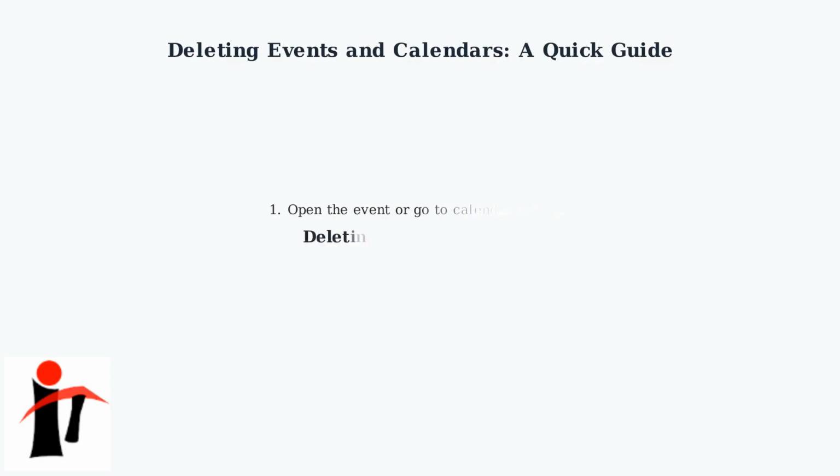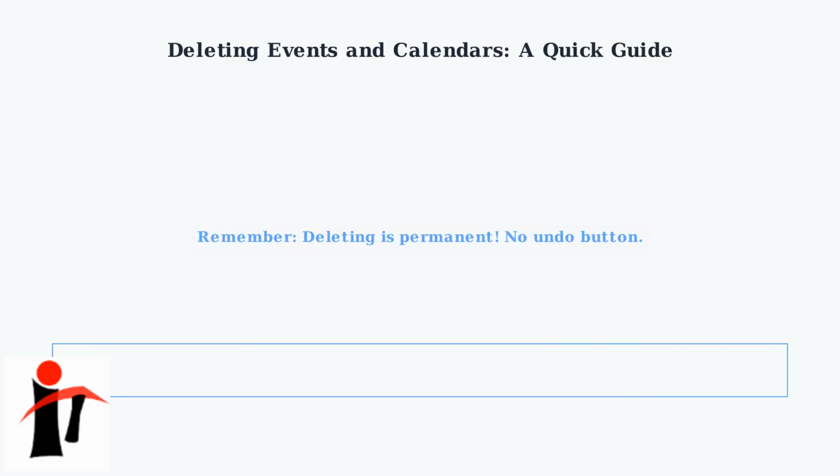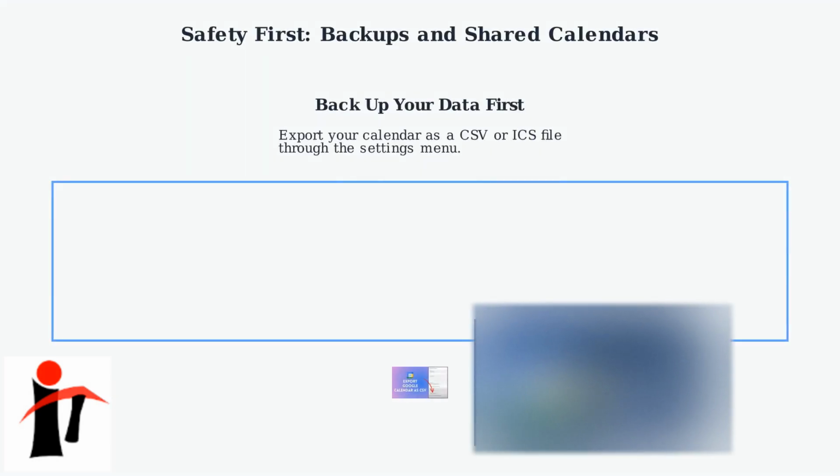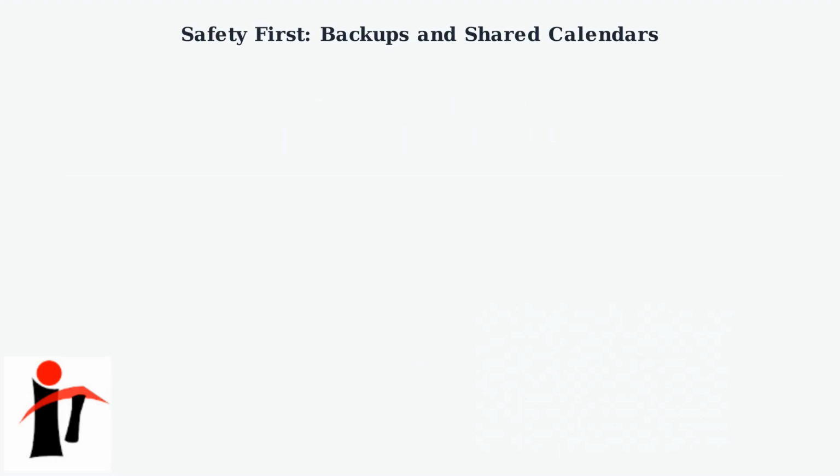In the mobile app, open the event or go to the calendar settings and tap Delete. Remember, deleting is permanent. There's no undo button. Before deleting anything, back up your data. Export your calendar as a CSV or ICS file through the Settings menu.